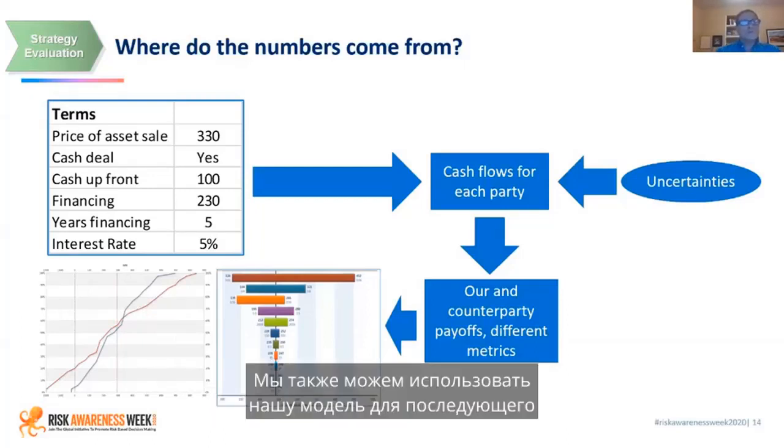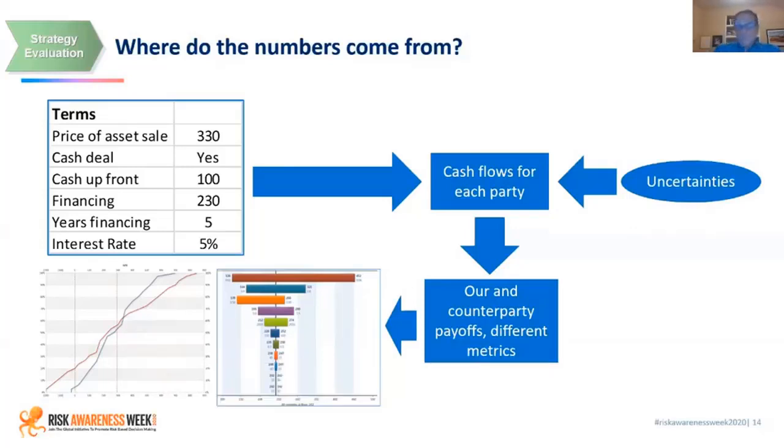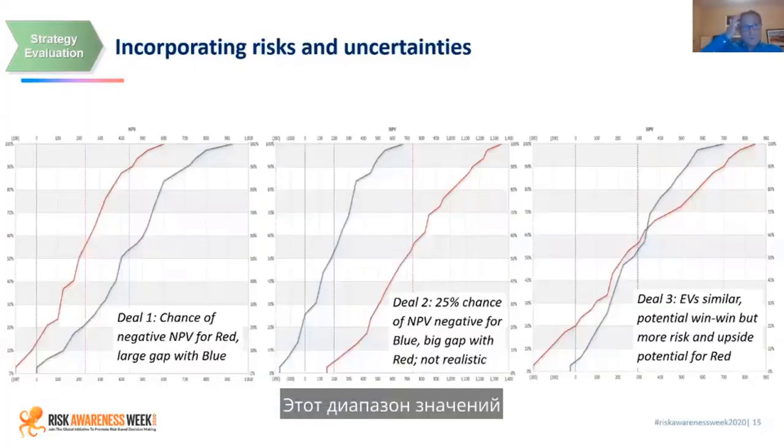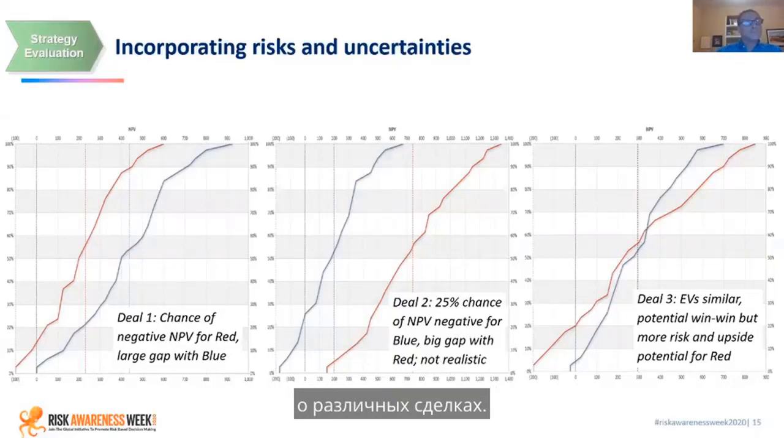We also can use our model to then do analysis of the key uncertainties and risks with a tornado for each of the players, not just ourselves. We can also look at the range of value based on various risks and uncertainties for each of the players. And this range of value I've seen can be very important when we're thinking about various deals, for example.